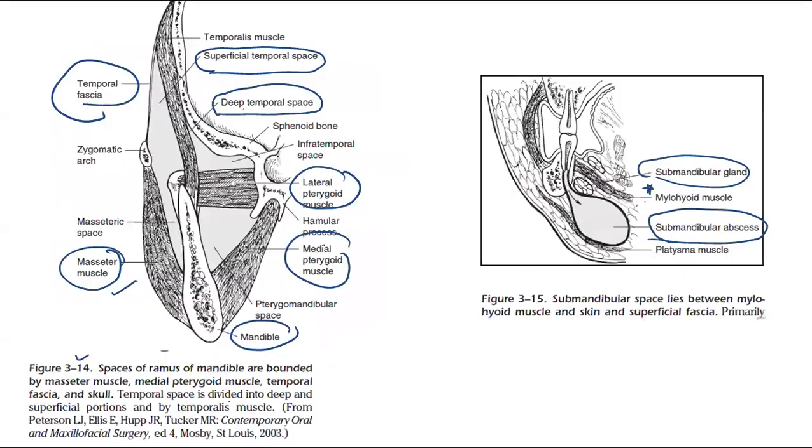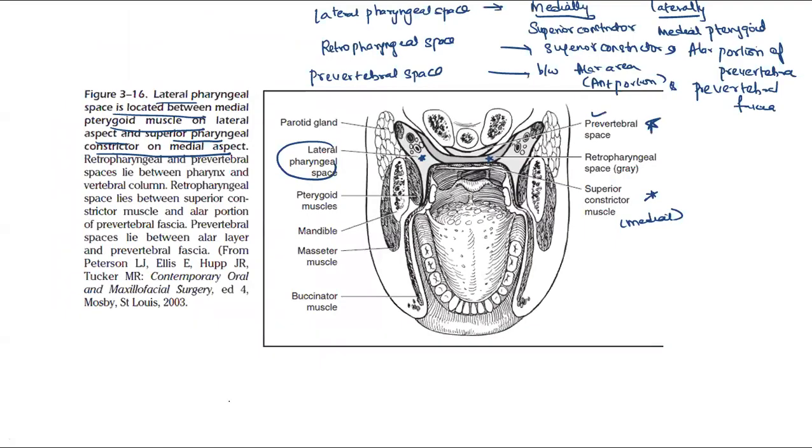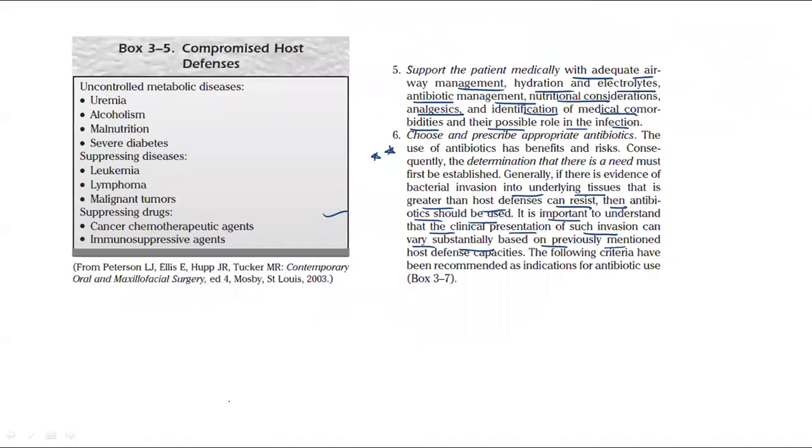And this is the buccal space diagram. These are the different spaces of the ramus of the mandible. They are bounded by masseter, medial pterygoid, lateral pterygoid, and temporal fascia, which is again divided into superficial temporal space and deep temporal space. Here we talk about lateral pharyngeal space, retropharyngeal space, and prevertebral space. Lateral pharyngeal space medially has superior constrictor and laterally medial pterygoid muscle. Retropharyngeal space is in between superior constrictor and alar portion of prevertebral fascia. Prevertebral space is between the alar area, anterior portion, and prevertebral fascia.